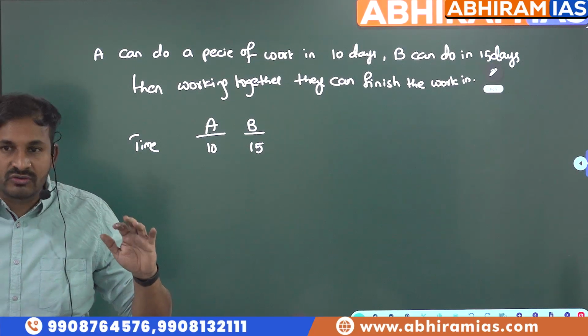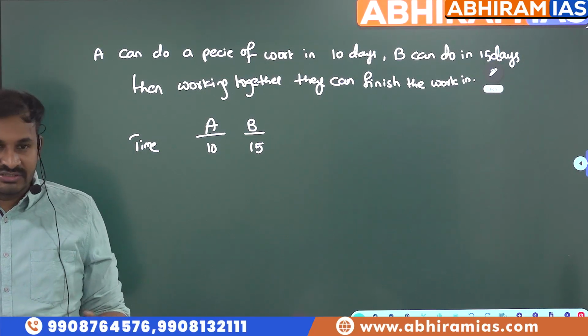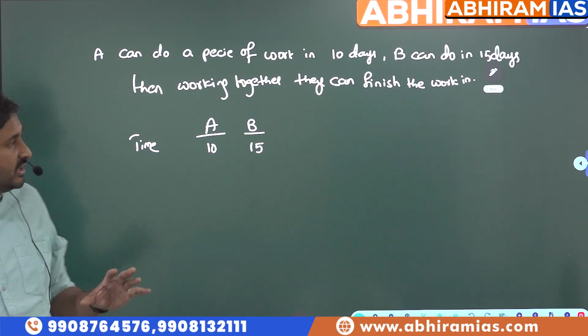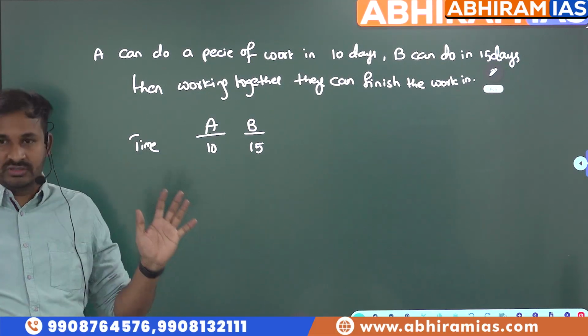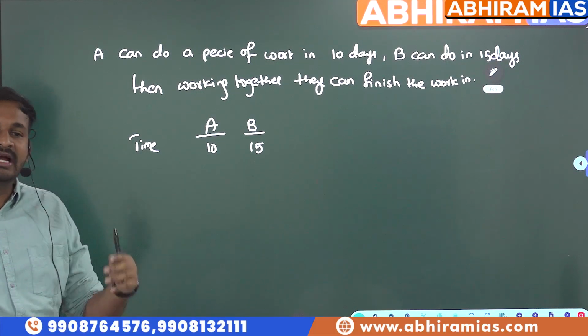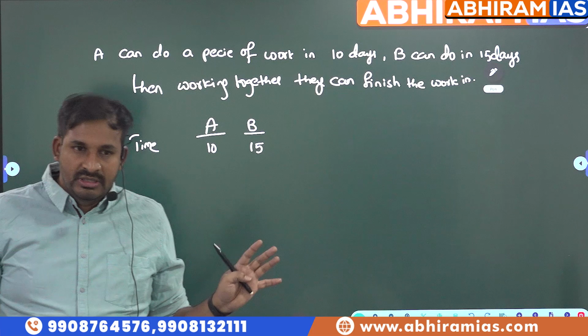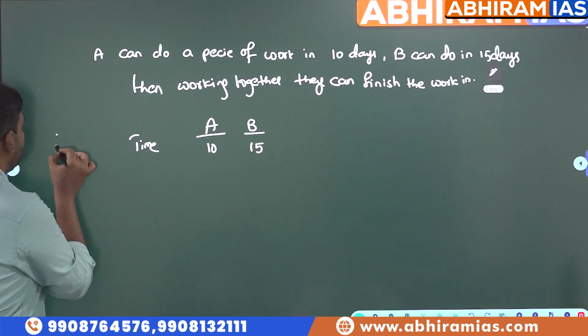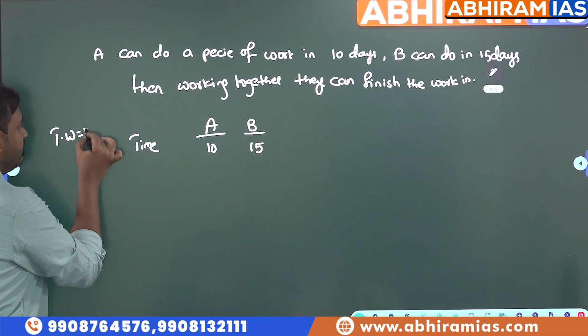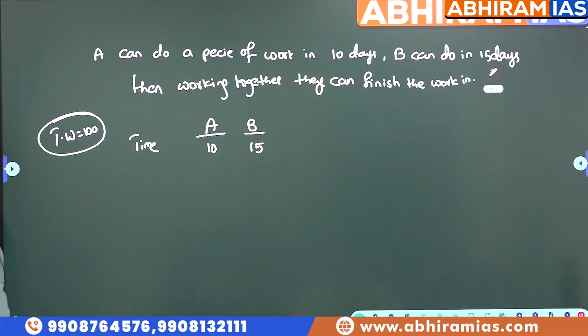Earlier also we discussed total work is a constant for us. So that means I can assume anything as total work. Assume that building 100 walls is total work for time being. Assume total work as 100.